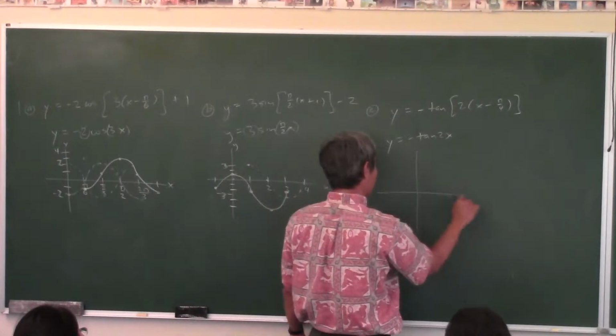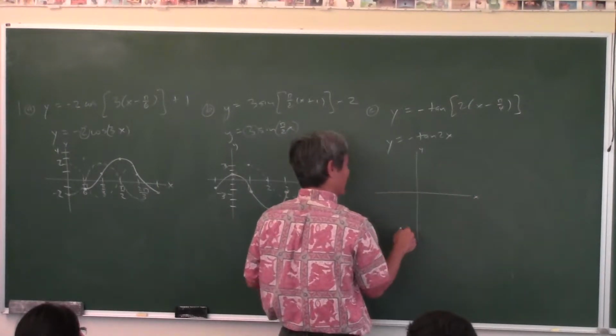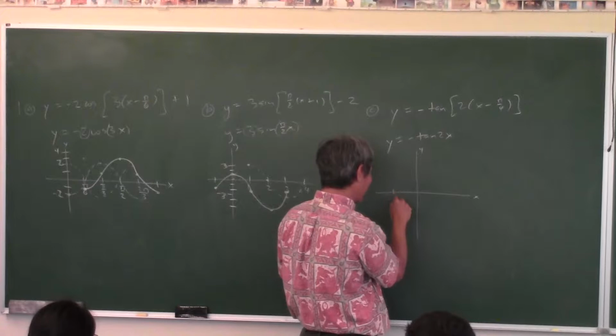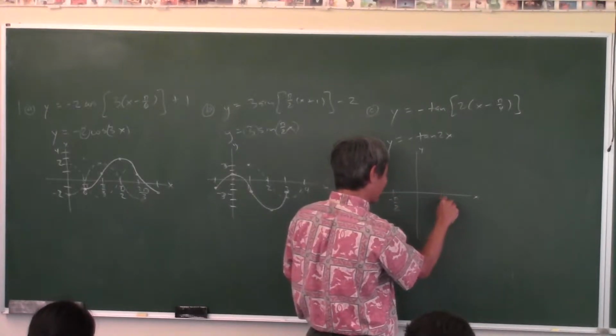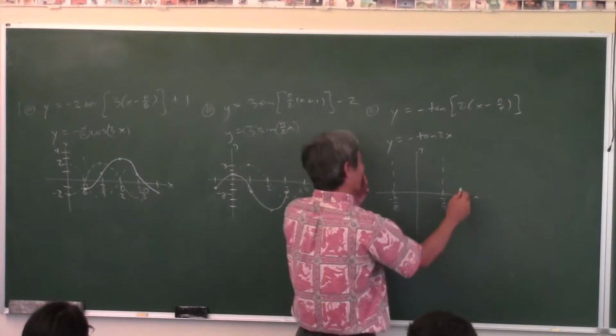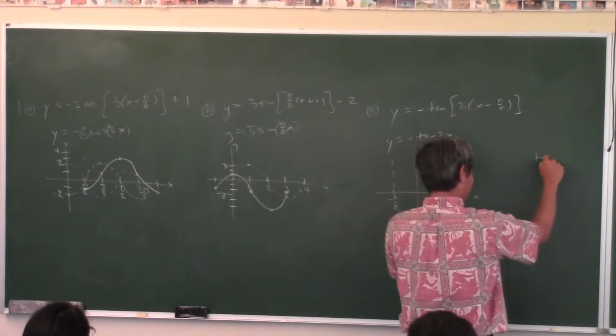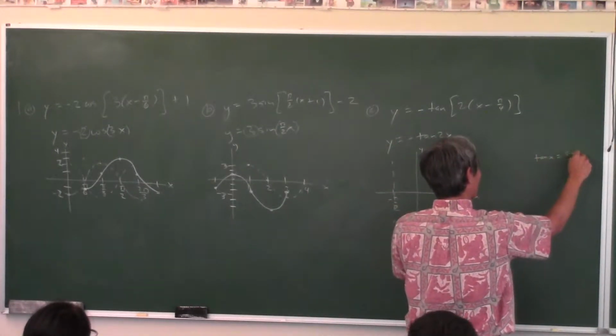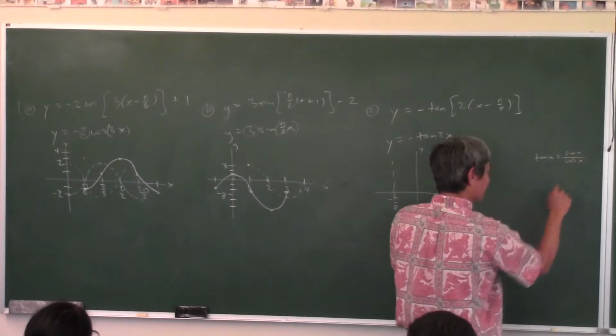Okay, so some of you still are shaky on the base graphs. Remember, tangent is from negative pi over 2 to pi over 2. How can I remember that, Mr. Park? Well, isn't tangent sine over cosine? Right?